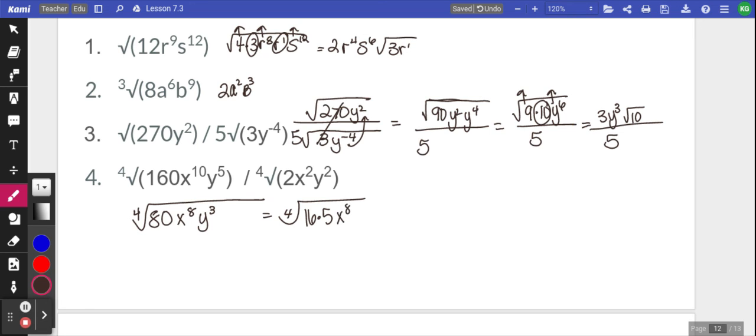X8 can be broken up by 4, and Y3 will get circled. The fourth root of 16 is 2. X8 over 4 becomes X2. And underneath of my fourth root is 5y to the third.